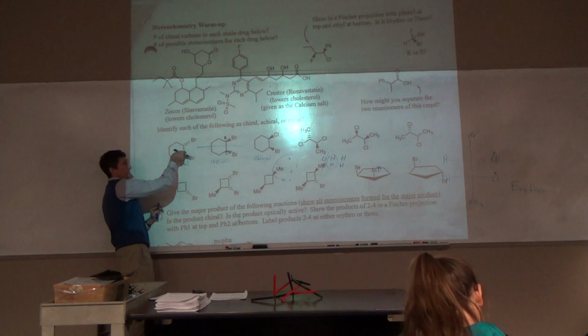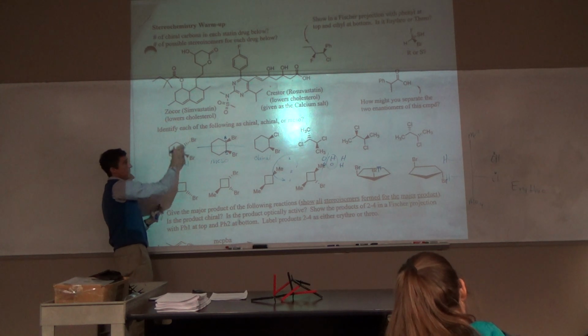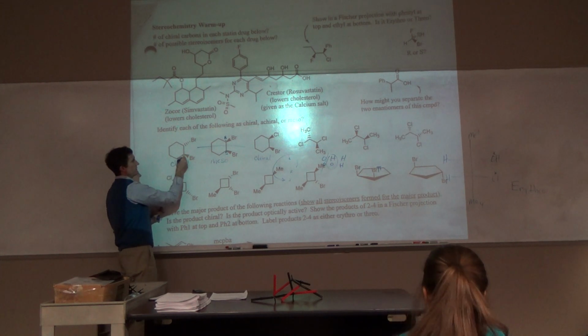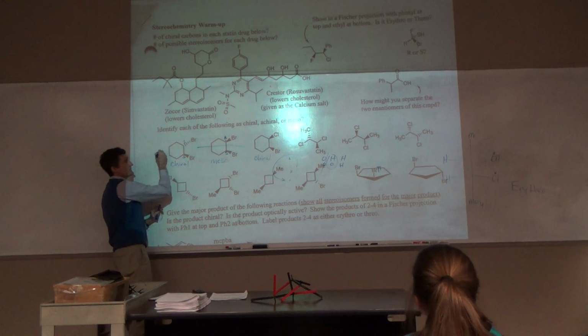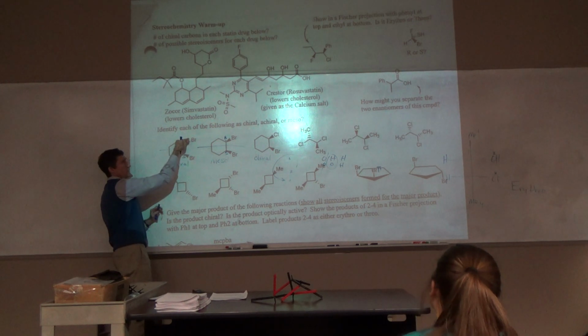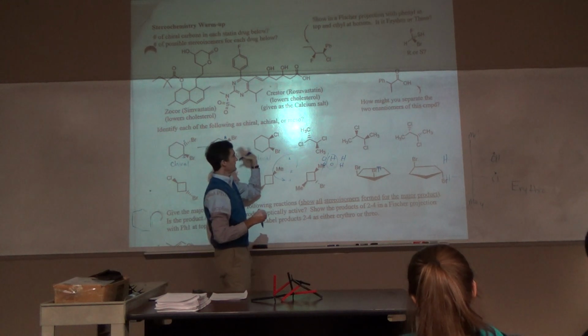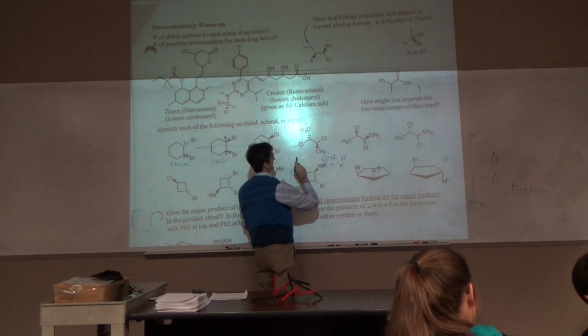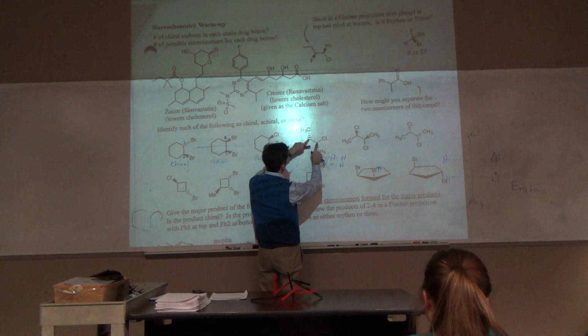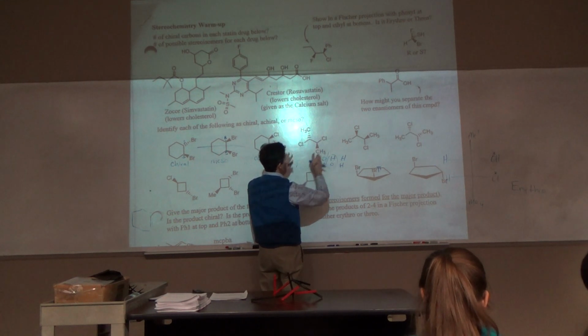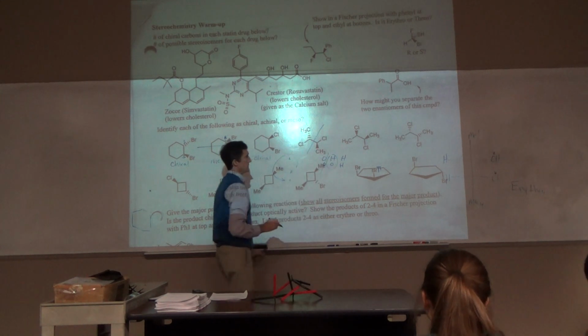This is not a mirror plane, so this is probably both RR. Actually, both this is SS, because that's the same. That's SS. We know that's not a mirror plane because the mirror of S is not S. Chiral, I mean, that doesn't even have the same things. What about here? You've got two carbons, and each carbon has the same things on it. Is that a mirror plane?